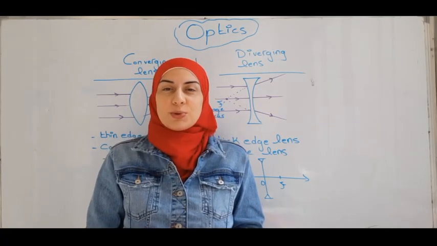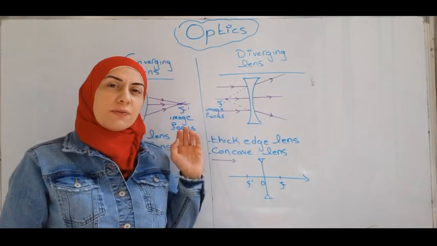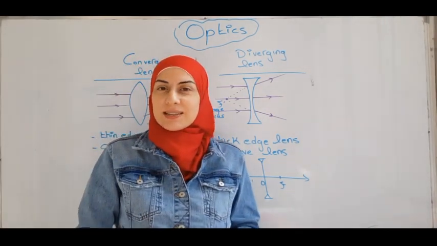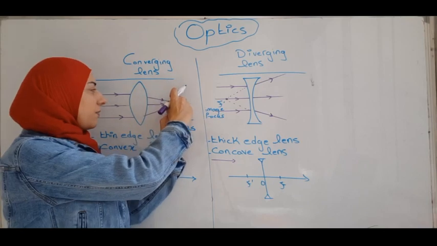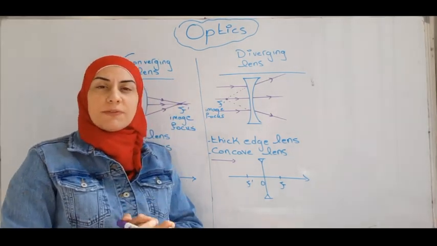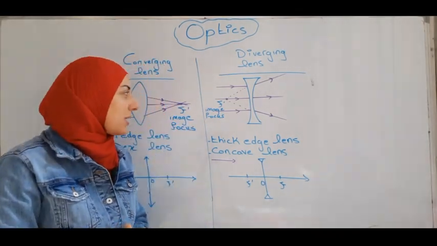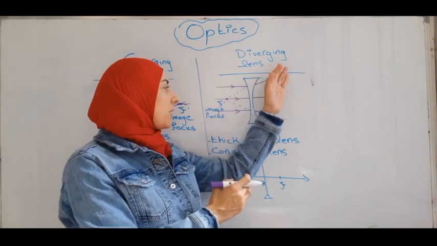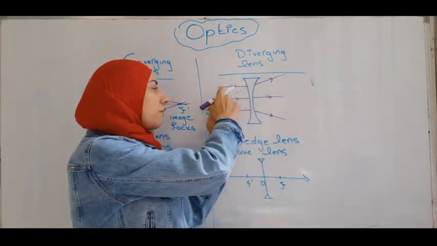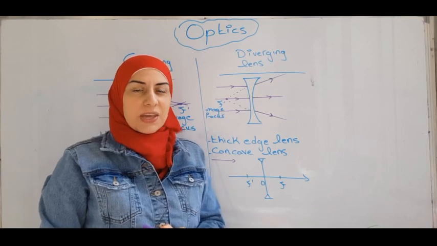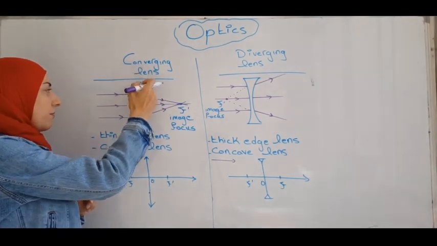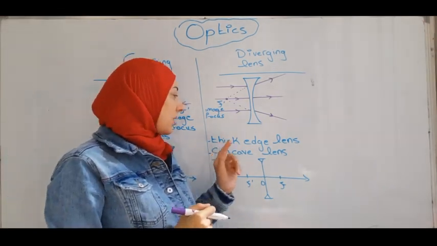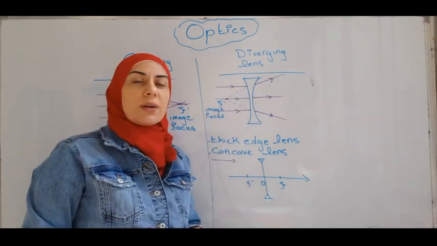We studied two types of thin lenses, the converging lens and the diverging lens. As their names indicate, the converging lens collects the parallel rays of light at one point, which is F prime, the image focus. Whereas the diverging lens separates the parallel light rays and they seem to come from one point, which is F prime. A converging lens is also called a thin edge lens or a convex lens, while the diverging lens is called a thick edge lens or a concave lens.